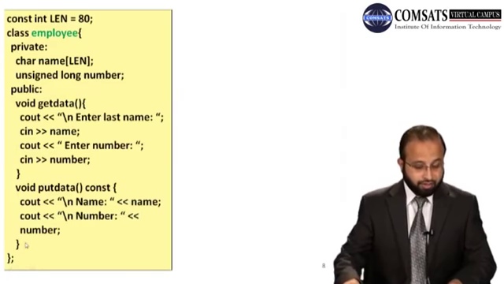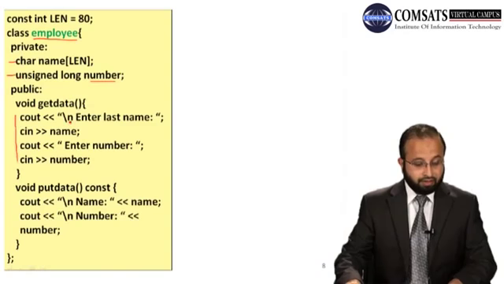So that is a program showing the definition of the employee class. There are two private data members, name and unsigned long int number. And then we have a get data function where we display the message to enter last name and store that name in the name, and then enter number and store it in the number. And then the put data function is basically the display function, and we make it constant, and you already know why this function is constant. And then we display the name and the number of the employee, right? So that is the employee class.